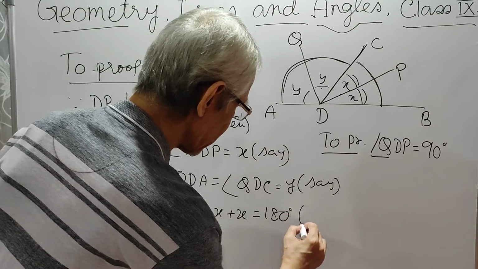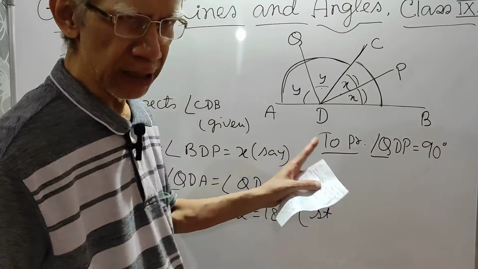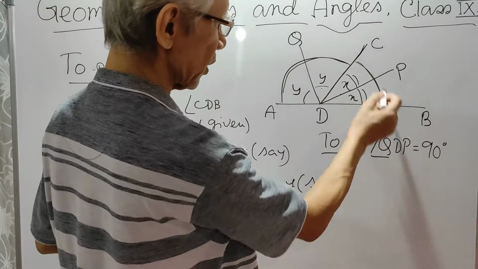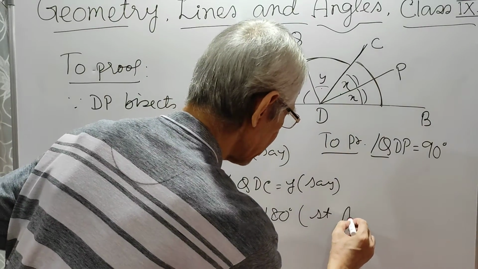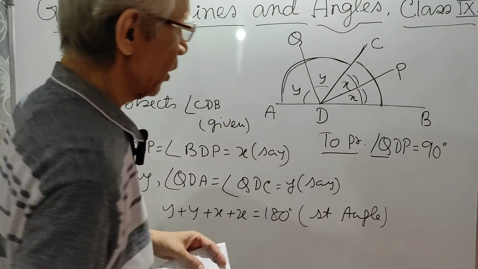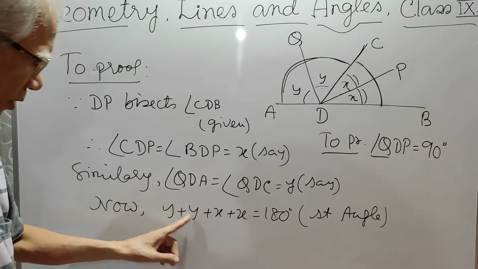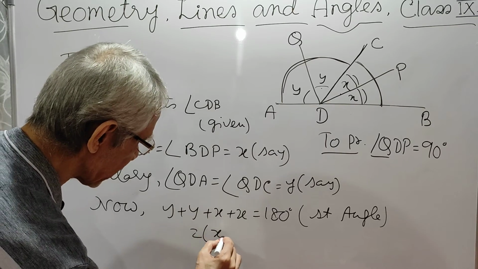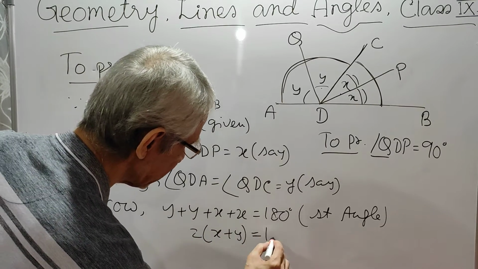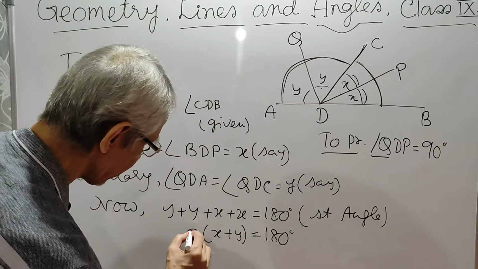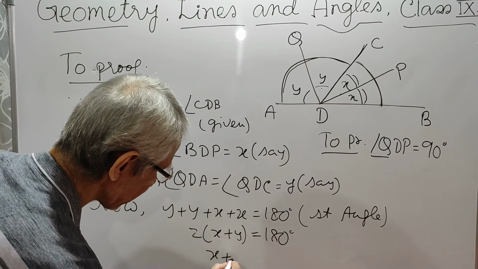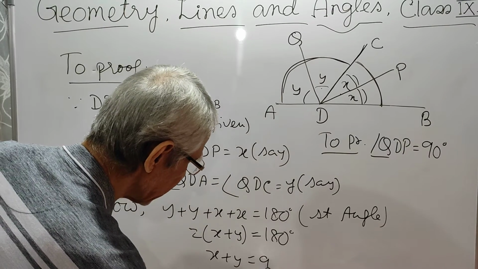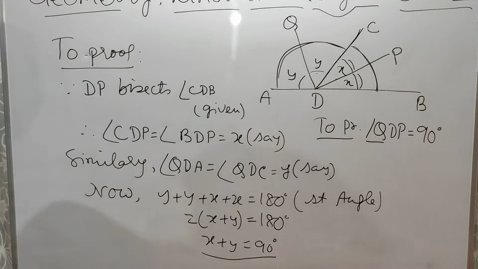You can call it straight angle also here. If you do not use the knowledge of linear pair, then use the concept of straight angle, because this is a straight line. Any angle on straight line is what? Straight angle, isn't it? So this plus this plus this plus this equal 180 degree. So here we get 2x plus 2y equal to 180 degree, isn't it? So therefore x plus y equal to what? 90 degree.